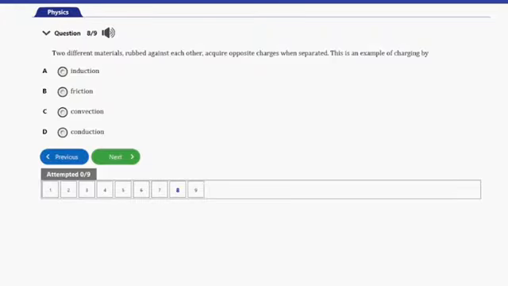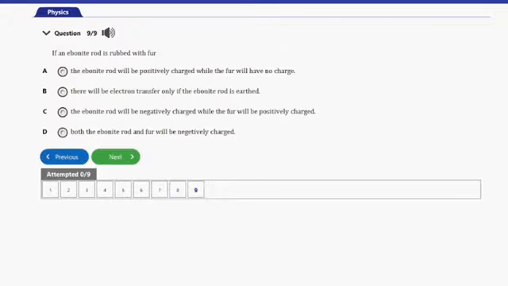So let's go ahead and consider the next and last question, guys. So that's question number 9 here, and it says, if an ebonite rod is rubbed with fur, A. The ebonite rod will be positively charged while the fur will have no charge. B. There will be electron transfer only if the ebonite rod is earthed. C. The ebonite rod will be negatively charged while the fur will be positively charged. And D. Both the ebonite rod and fur will be negatively charged.